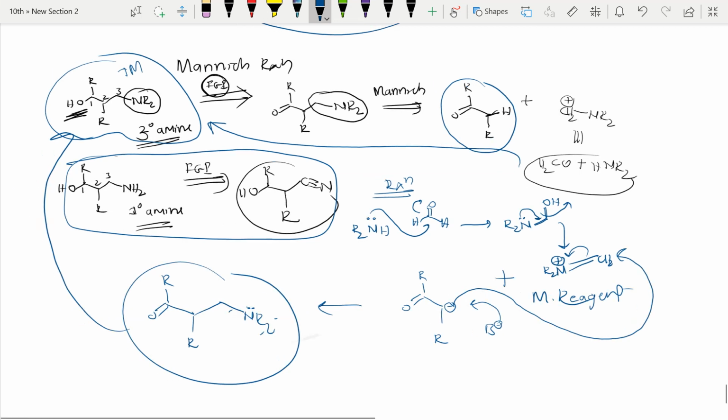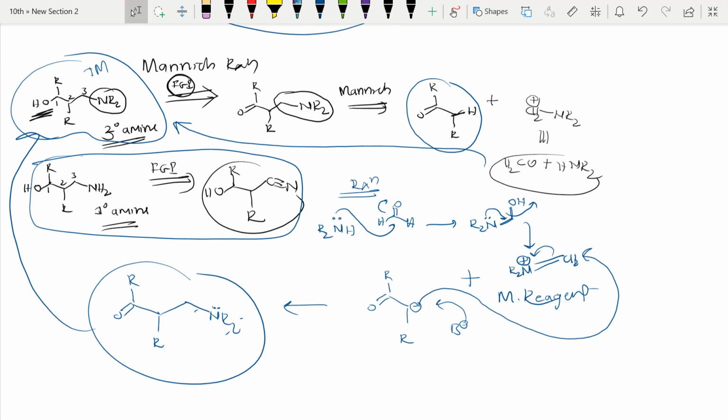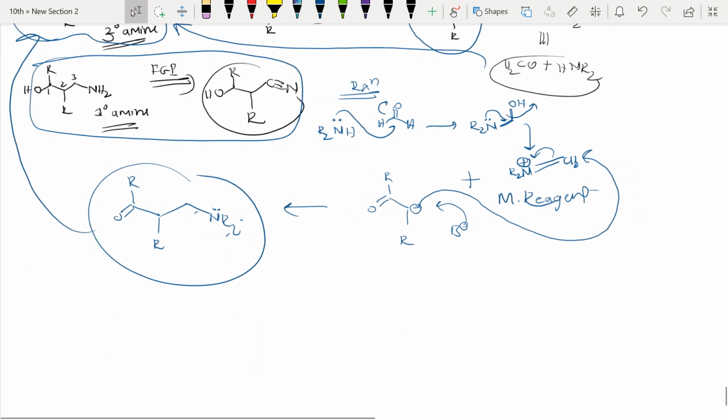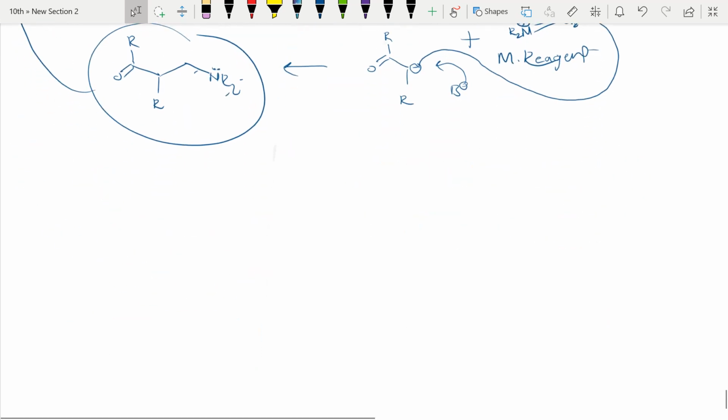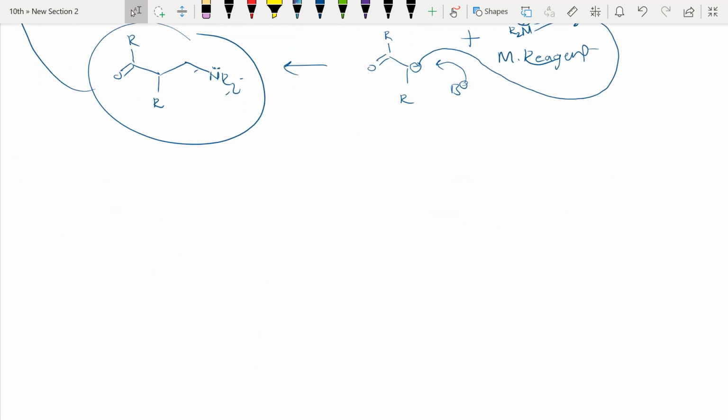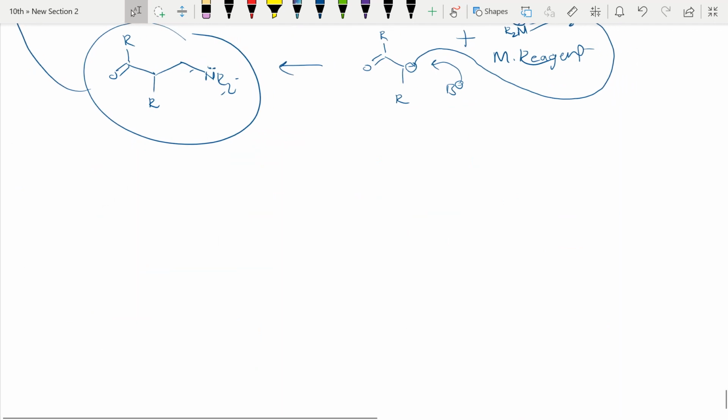I hope whenever there is a 1-3 relationship, then you need to convert it into cyanide. If the nitrogen is tertiary, then you need to go for this one, the Mannich reaction. I hope you got it, right? If I write a second example, it will be clear to you, right? It will become clear for you.